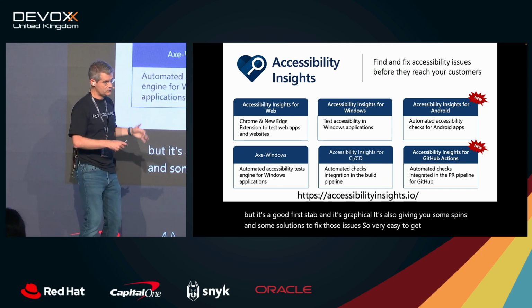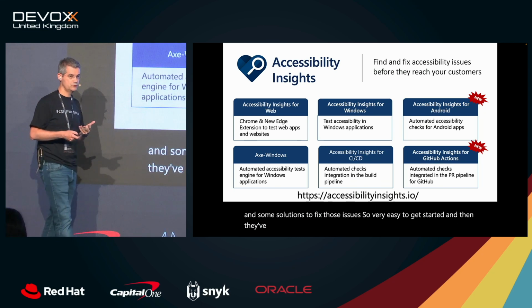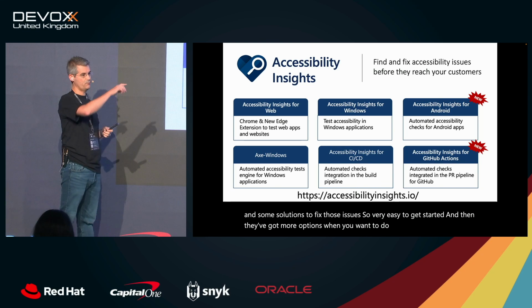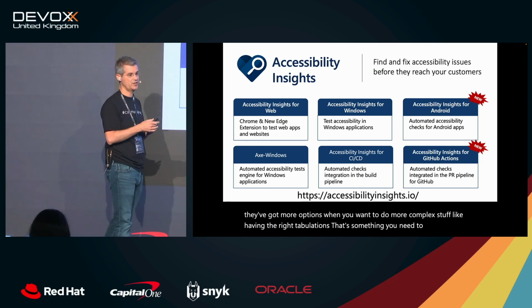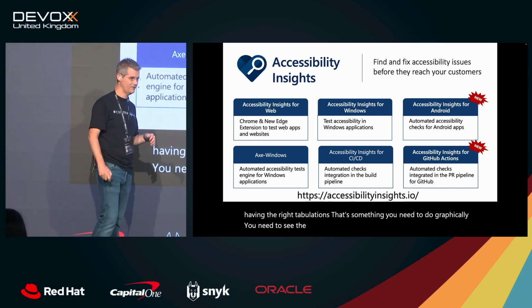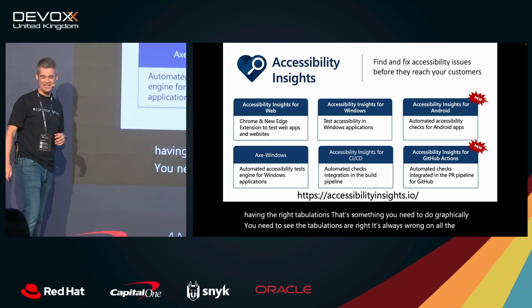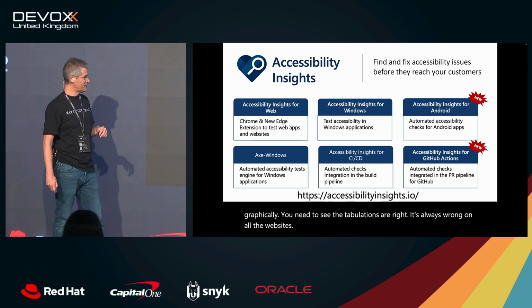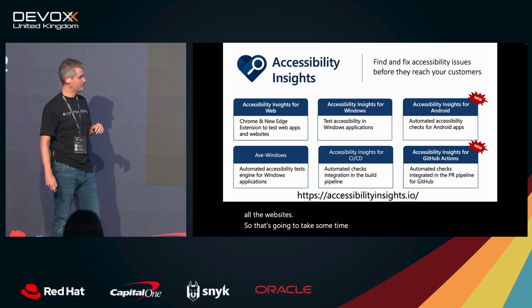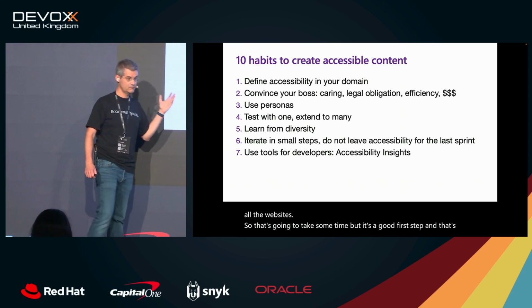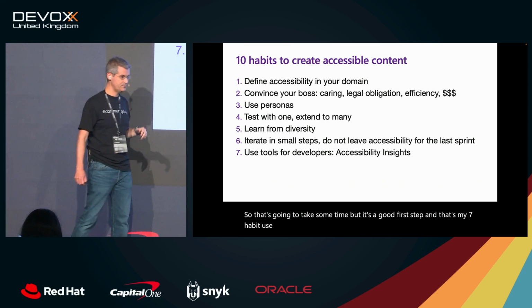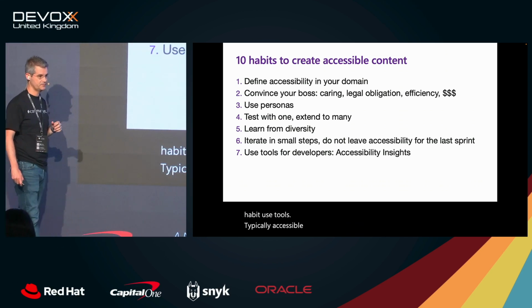And then they've got more options when you want to do more complex stuff, like having the right tabulations. That's something you need to do graphically. You need to see if the tabulations are right. It's always wrong on all the websites. So that's going to take you some time, but it's a good first step. And that's my 7th habit. Use tools. And typically, Accessibility Insights is a very good tool to get started with.